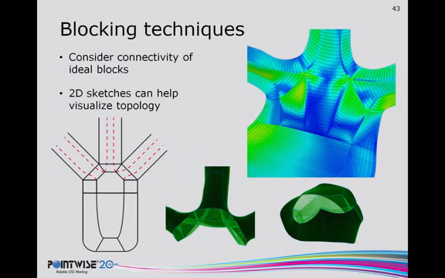So speaking of generating the topology by hand, some techniques for blocking in 3 dimensions. The first thing I always do is I consider the connectivity of ideal blocks. So this is an aneurysm that we did a video on a while back. And I looked at this, and you have 3 arteries that enter this junction, and each of those is a circular pattern. So you can say, all right, well, we're going to have OH topologies here, and then how can I connect that up to be a consistent topology for the full geometry?